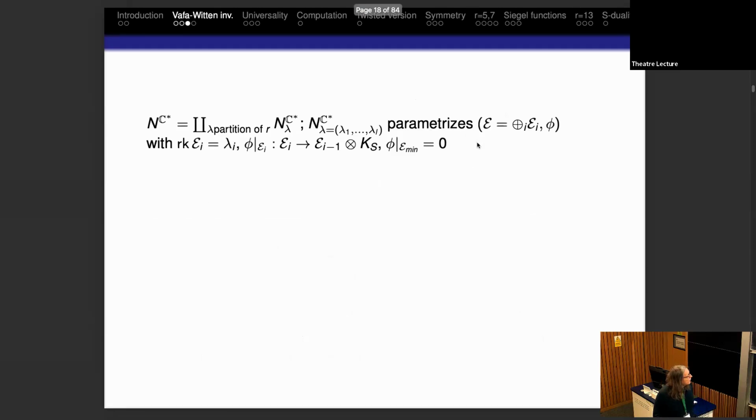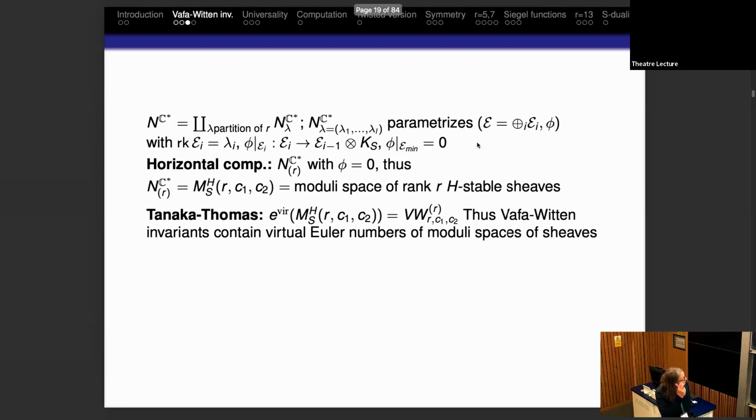Okay, so I just put this there again so that you remember for a moment. And so there are in particular two special components. One is the so-called horizontal component, where this partition just consists of one piece, R. And so this means we have a sheaf, we have a Higgs field which is 0. So that just means, and the stability says the kernel should be stable. So that means this component is just the moduli space of rank R H-stable sheaves.